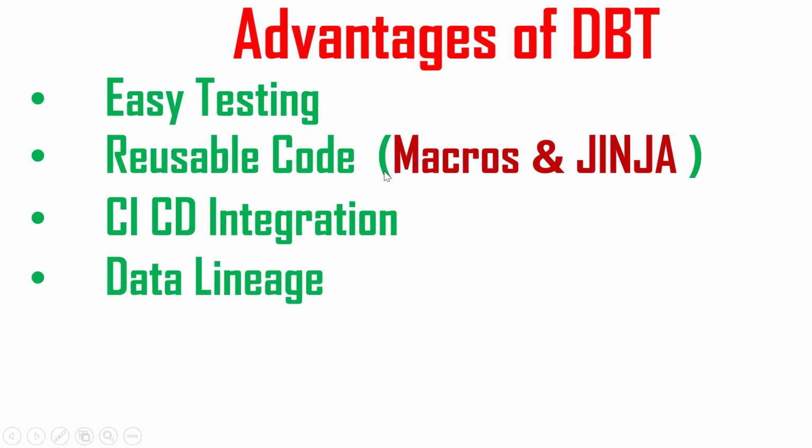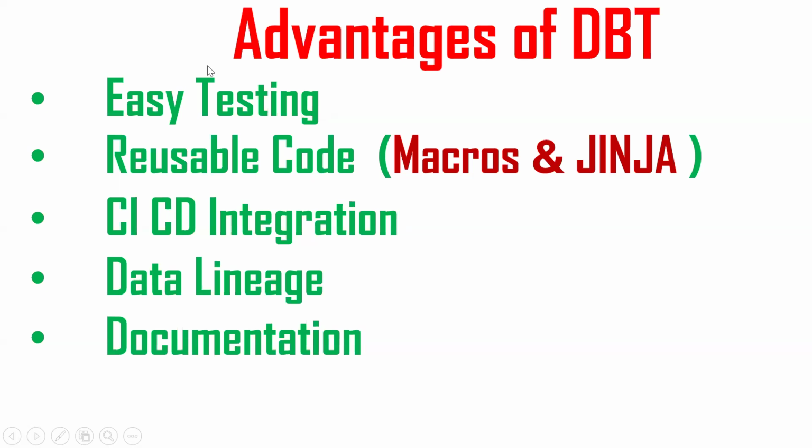What is the abbreviation of CI/CD? It's continuous integration, continuous deployment. We can easily integrate our code with GitHub. So this is CI/CD, data lineage and documentation. Remember, with the help of DBT, we can easily do testing activities, reusable code, that is macros and the Jinja concept, CI/CD integration, data lineage, documentation.